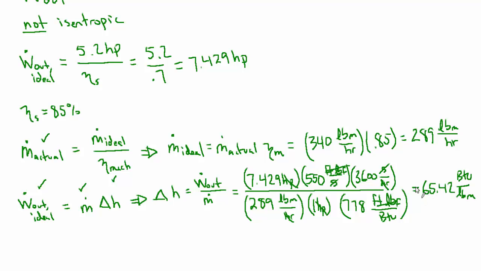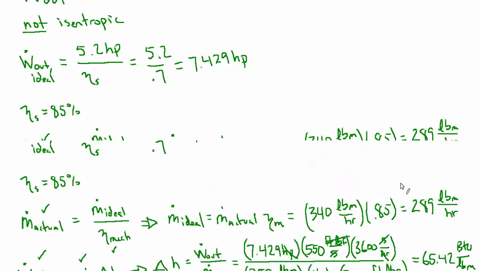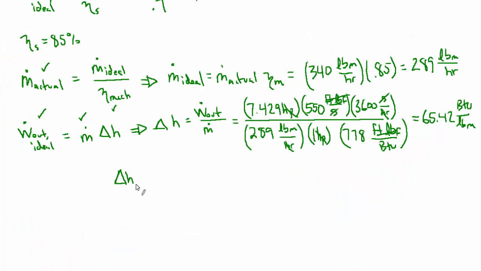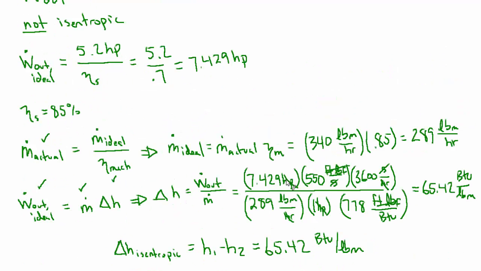And I just want to point out, to tie this back to the original diagram, this is the difference between state 1 and state 2, not 2 prime, because we made the assumption that it is isentropic, so it expands all the way down, straight vertical line, constant S. So this would be delta H isentropic, or you could say H1 minus H2 equals 65.42. Okay, so now we know delta H.